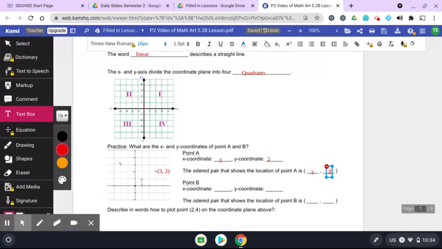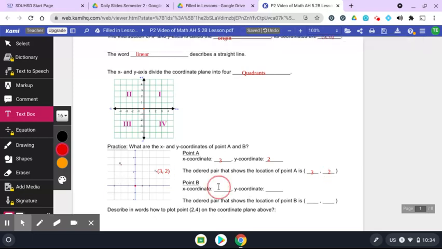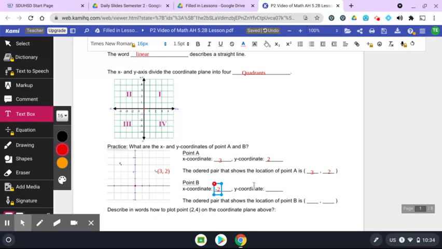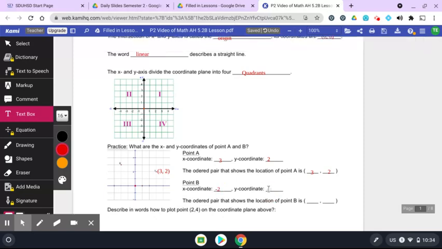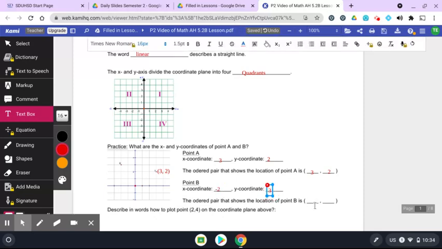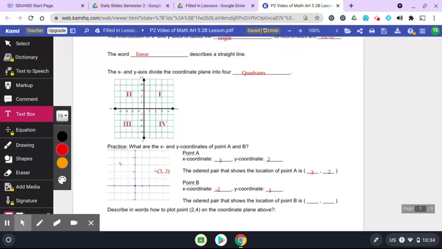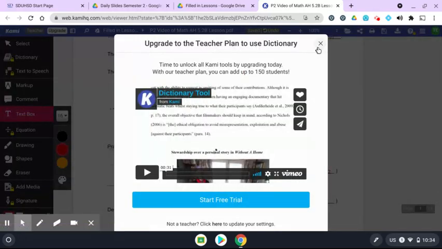Okay, so B. I count 1, 2 to the left, and 1, 2, 3 up. So the x-coordinate here is -2 because we went to the left. And the y-coordinate is +3 because we went up. So that is located at (-2, 3).